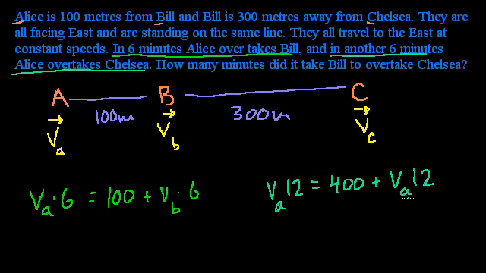12 minutes. And remember, distance is just equal to rate times time, right? So in 12 minutes, this is how far Chelsea travels. That's a C. And this is how far Alice travels, and she's going to travel 400 meters more. Okay, that's what those two equations tell us.